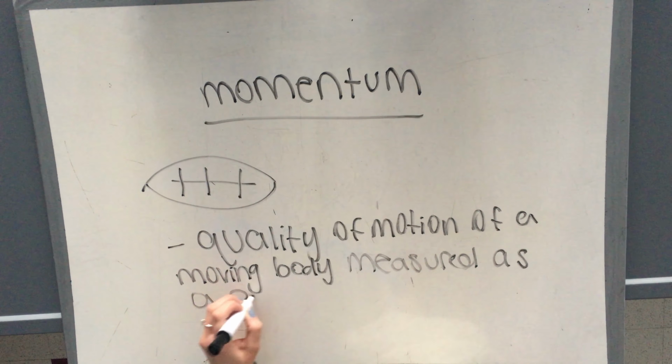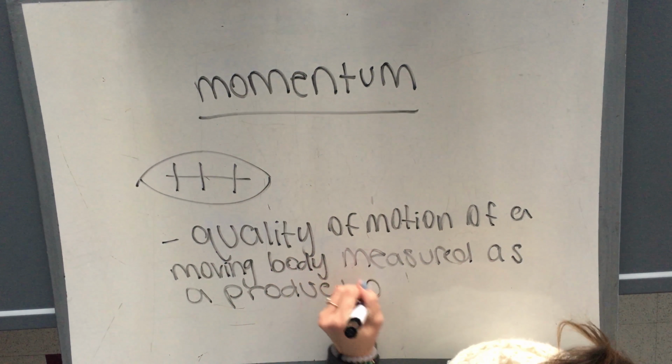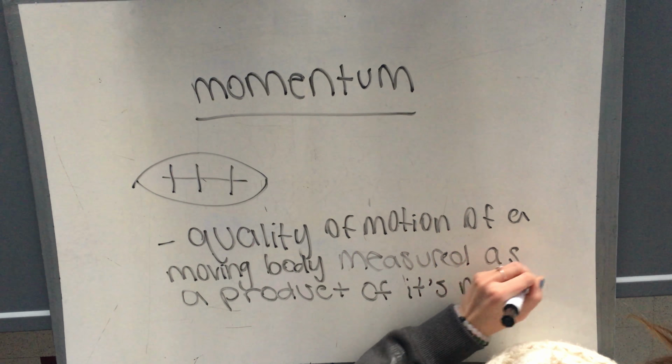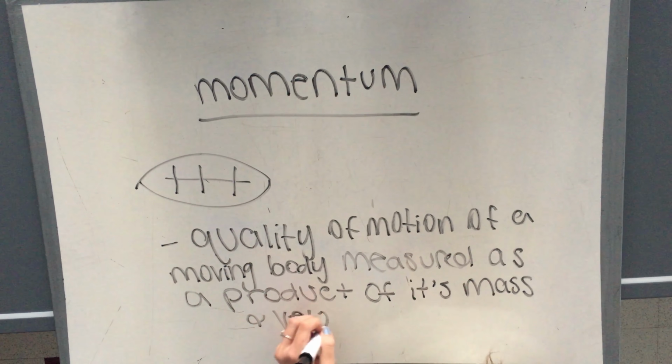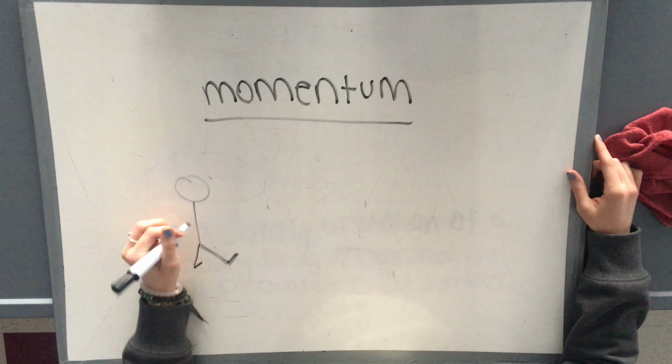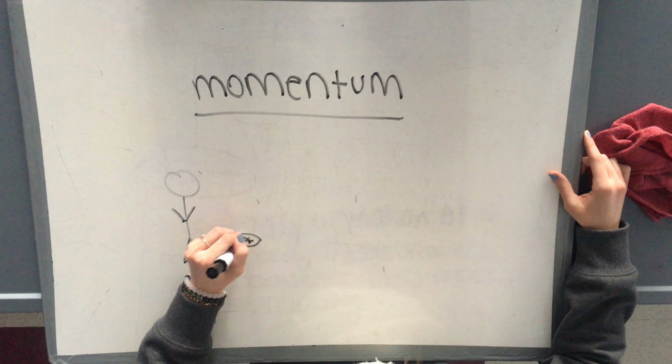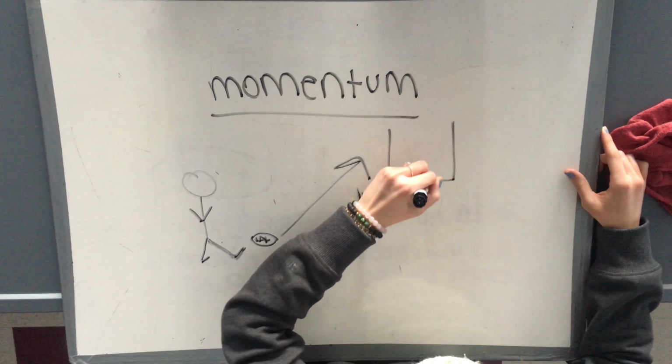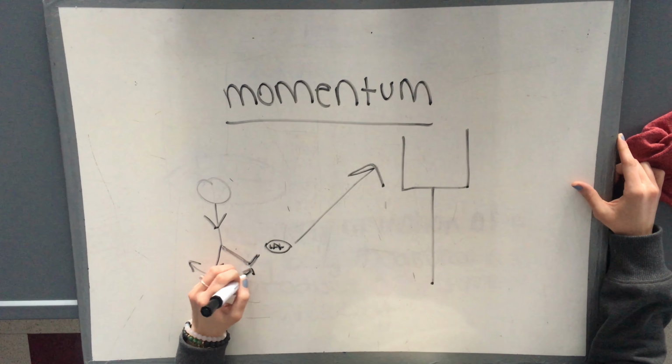Now, the definition of momentum is the quantity of motion of a moving body, measured as a product of its mass and velocity. Kicking is a really good example of momentum because you need to swing your leg all the way back and swing it forward, using the momentum of your leg to score.